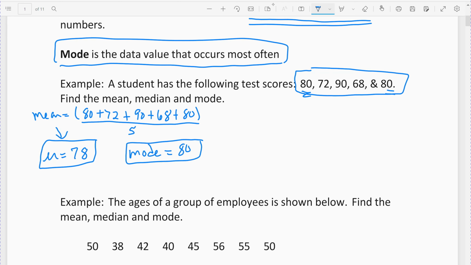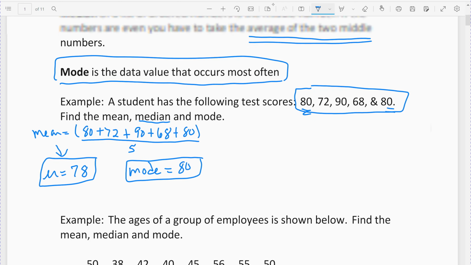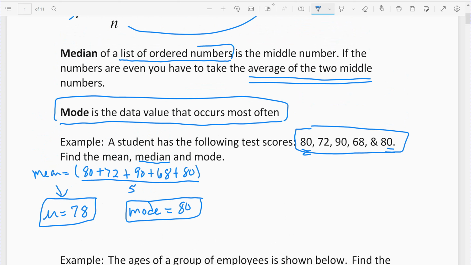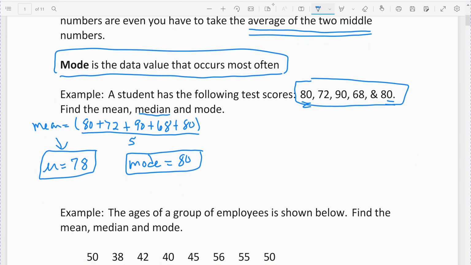Now for the median. The median, you have to remember, organize the numbers in an ordered list, meaning you have to list them low to high or high to low. We typically go low to high just because it's easier to always do the same thing. So when we do the median, we have to order the values. I typically go low to high, and that's what I'll always do.